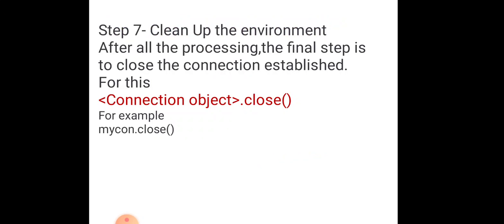Now next step is to clean up the environment. After all the processing, the final step is to close the connection established, and for this we use the close function, and the syntax for writing the close function is connection object dot close. For example, if we have a connection mycon, then mycon.close. In this way you can close the connection you have established earlier, or clean up the environment.